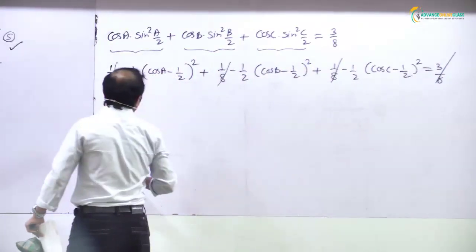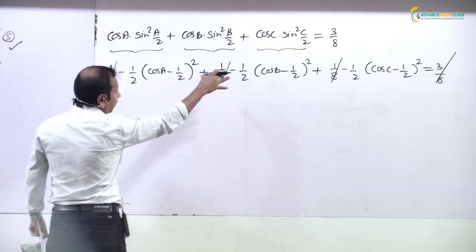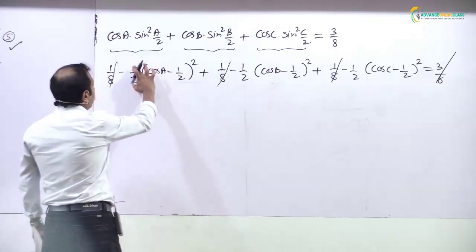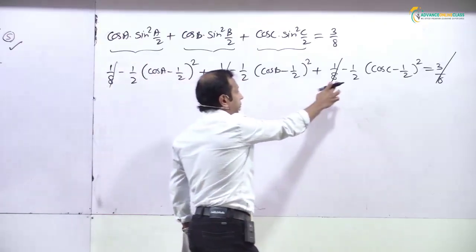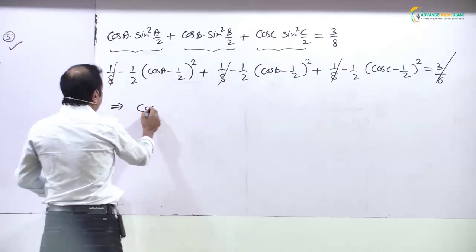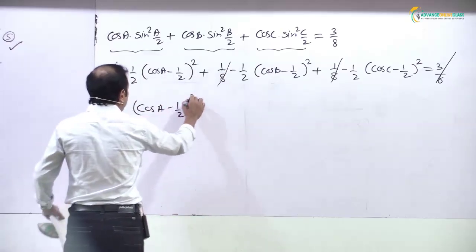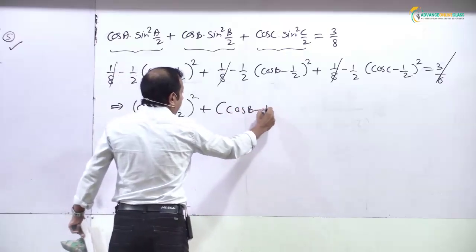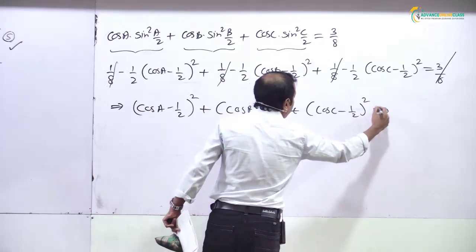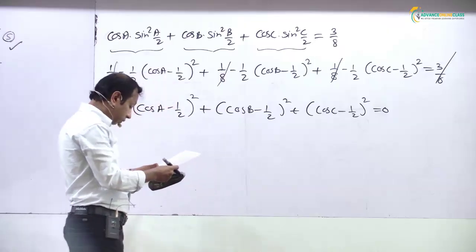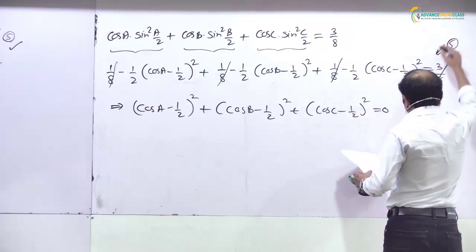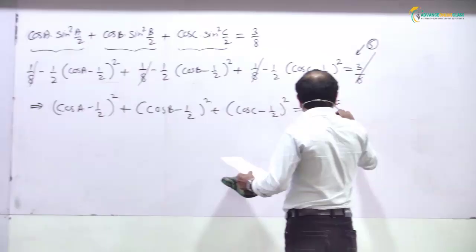Now, these three square terms only we have, and on the right hand side we have 0. Then this minus half, you can cancel down. Correct, no? Then we get what? Cos A minus half perfect square, cos B minus half perfect square, cos C minus half perfect square equals 0. For this 5 marks.